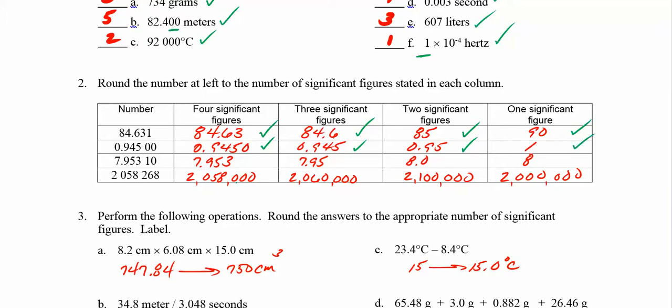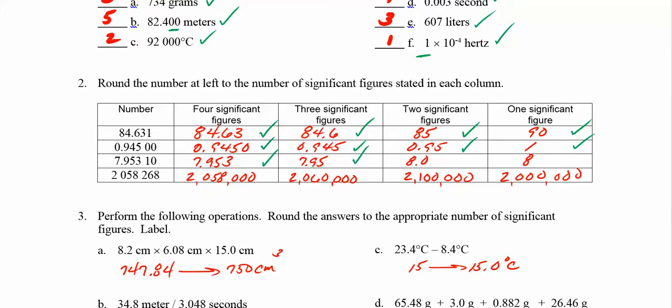Let's look at the 7.95310. We want 4 significant figures. So I'll ask myself, does this 1 kick this 3 up? No, it does not. It's not 5 or bigger, so it's just 7.953. The next one is, does this 3 kick this 5 up? No, it does not. It's not big enough. We just have 7.95, just like that.